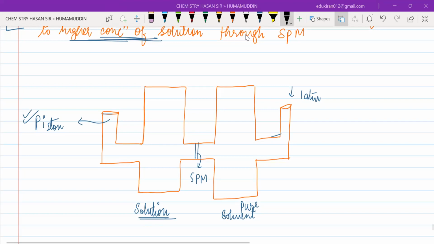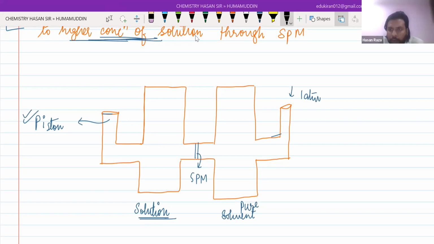Muhammadin, Austin. Yes, sir. The movement of solvent particles will be from right to left or left to right. Very good, Austin. From right to left. Why?